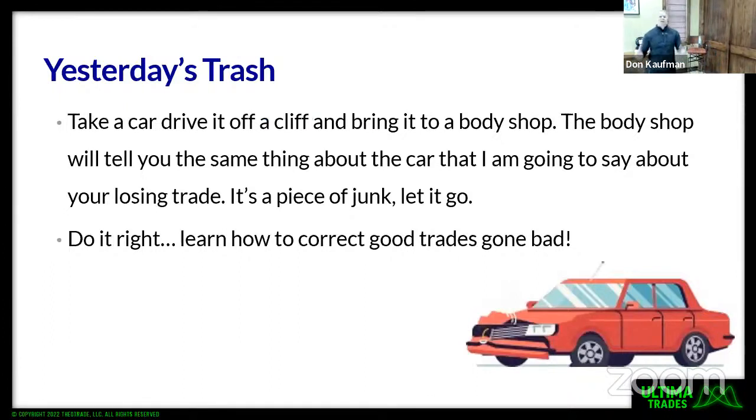If you took a brand new car, you drive it off of a cliff, preferably you're not in it. Take a brand new car, drive it off a cliff, and then bring it to a body shop. What are they going to tell you? They go, that's an amalgamation of crap. What am I going to do with that? And you go, I want you to make this car precisely as it was when I brought it out of the dealership 3 weeks ago. And they go, yeah, okay, we can do that. They'll give you the car back a couple of months from now.